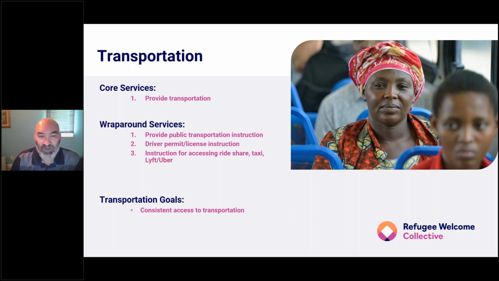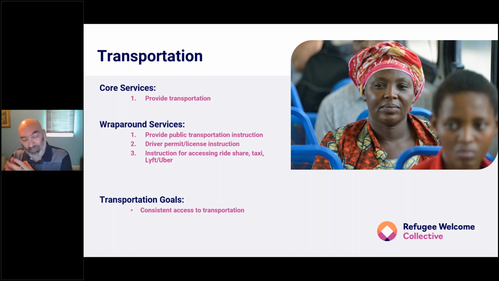That they have instruction on accessing other ride shares or taxis, like Lyft or Uber, for emergencies. Not an emergency in terms of going to the hospital or something. Hopefully call an ambulance for that. But other things that they might need or want to go to, or put in their budget as worth it to take a Lyft or a taxi to this thing that I want to go to, if it's not easy to take public transportation at this time or for whatever reason.